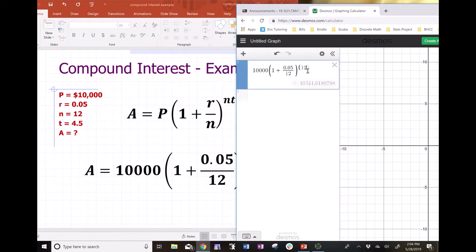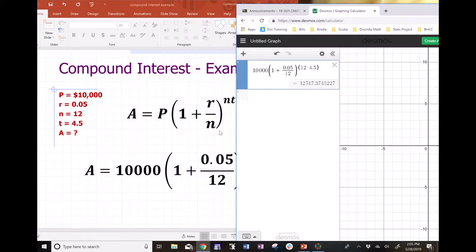n is 12 times t, which is 4.5. And that's it. You don't have to worry about order of operations. You don't have to worry about doing things in stages. You could just type into Desmos exactly what you see on the paper or on the screen, exactly what you're trying to calculate.